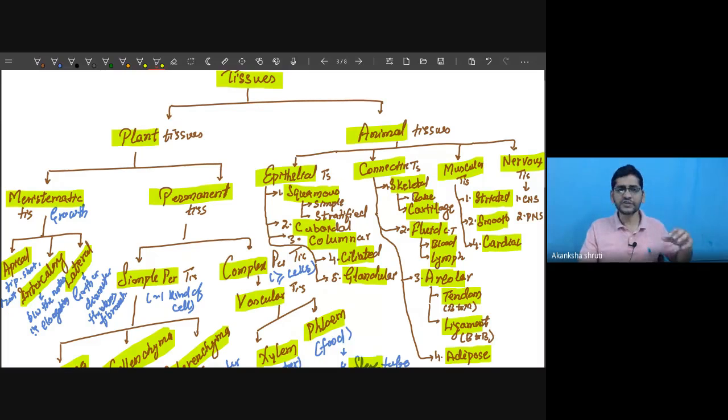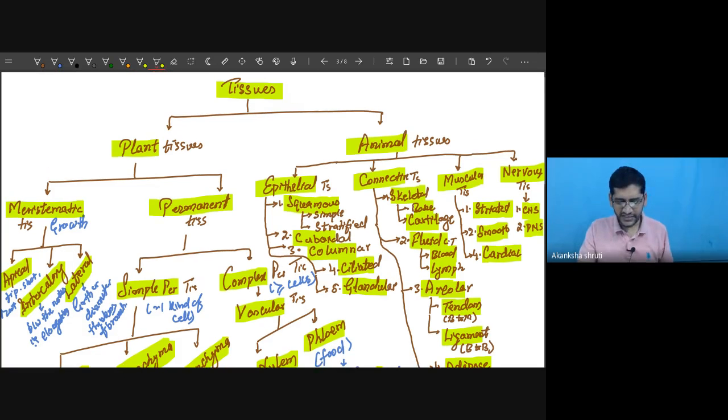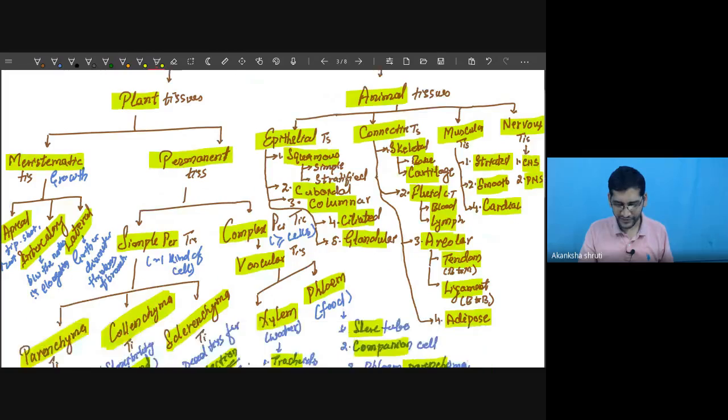The last one is the nervous tissue. Nervous tissue of our brain is different from the nervous tissue present at the skin. Nervous tissues of the brain and spinal cord are called the central nervous system. And in the eyes, nose, tongue, the sensing nerves are present. They are called the peripheral nervous system, PNS. Okay, so these are the classification of tissues.